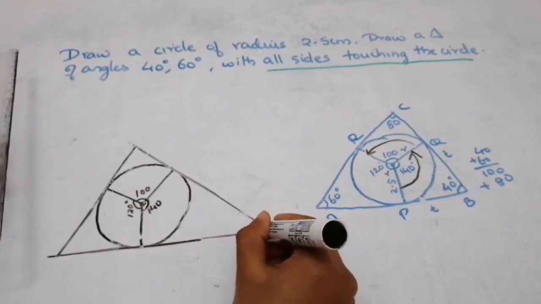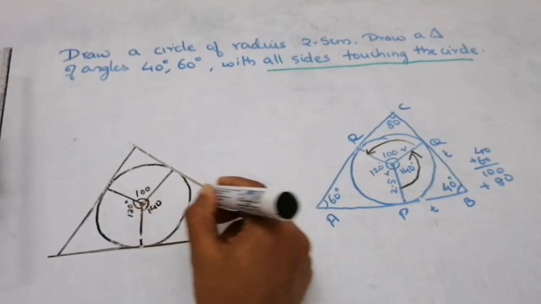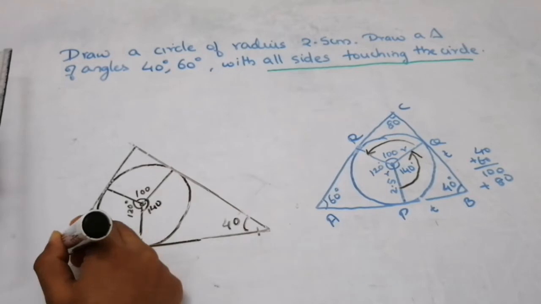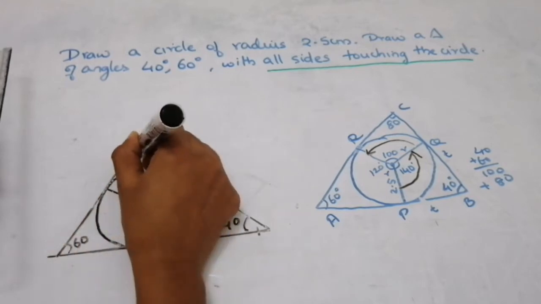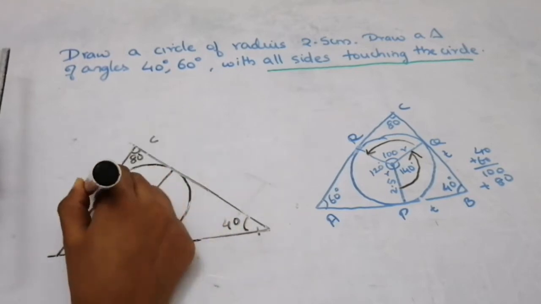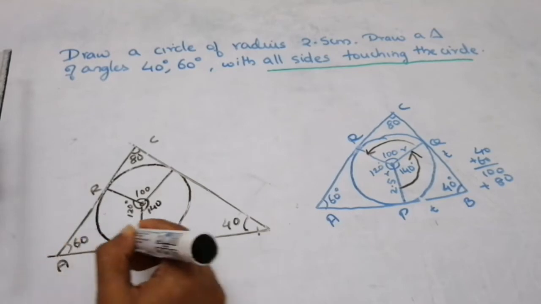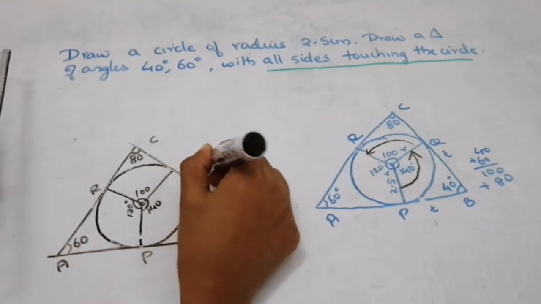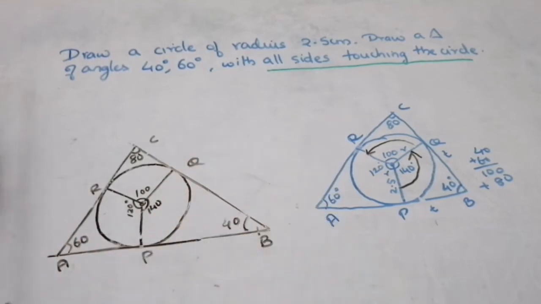See, this is our figure, and then you have to mark here 140, here 40, here 60, and here 80, and you can give names also for the figure like this. Okay, so hence we got triangle ABC.